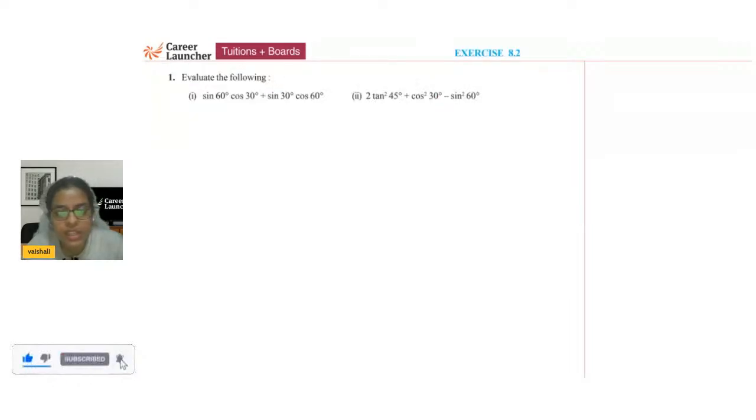This is exercise 8.2. Exercise 8.1 हम next में discuss करेंगे. So evaluate the following expression. So you are having the first part as sin 60 degree cos 30 degree plus sin 30 cos 60.